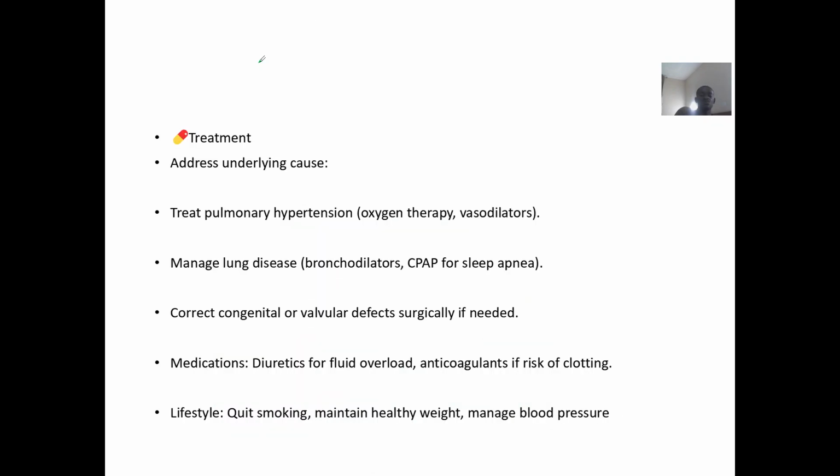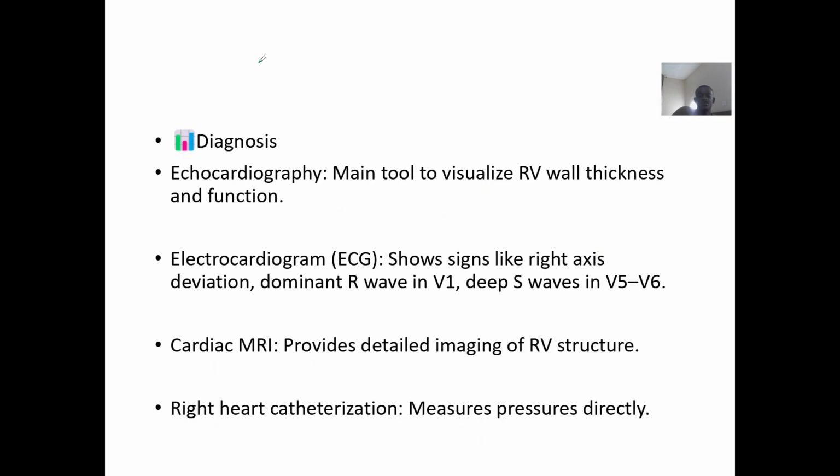Okay, so for treatment, you treat pulmonary hypertension using oxygen therapy, vasodilators. You manage lung disease. So if there's any underlying lung disease, manage it. Then if there's a congenital defect or valvular defect, you manage it, like ventricular septal defects. Then directives to put out the fluid, quit smoking, maintain a healthy lifestyle, and the rest of it.